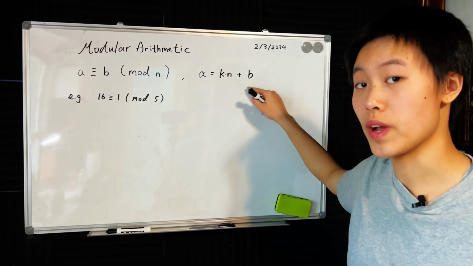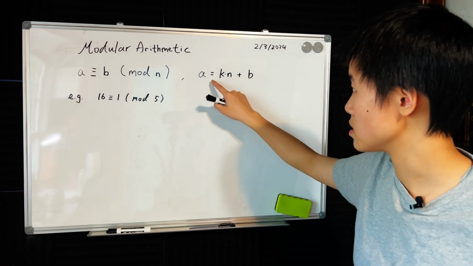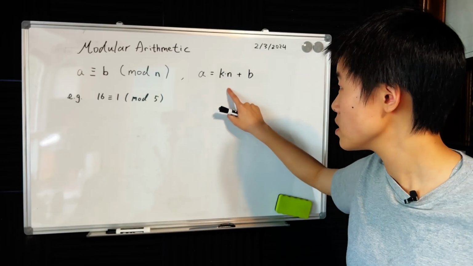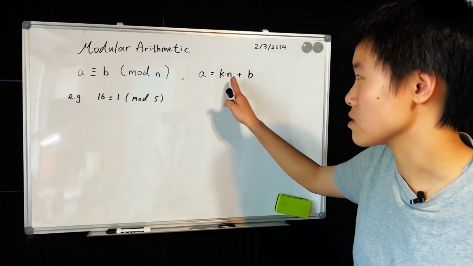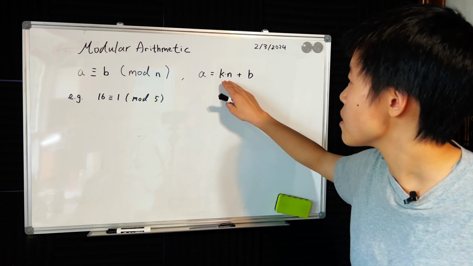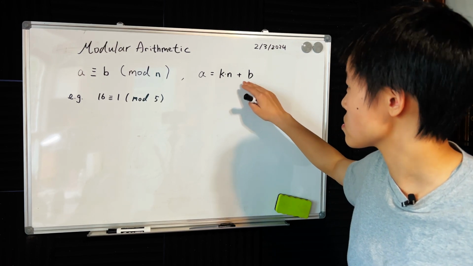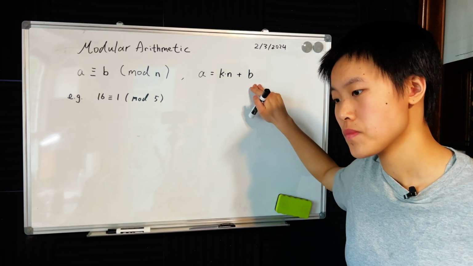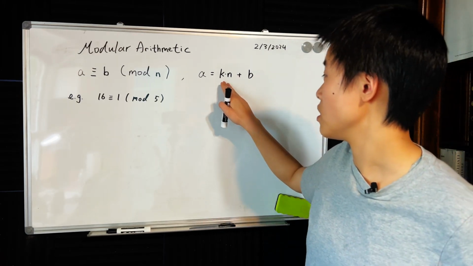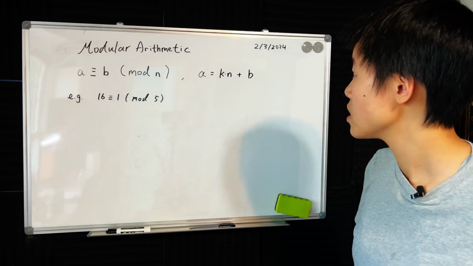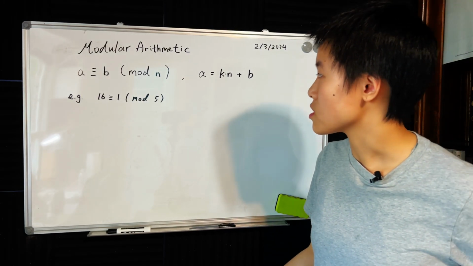This is another way to express it: A equals K times n plus B. K in this case is relatively irrelevant, I would say. You don't see that in the actual notation. And in this case B is still the extra number, the remainder after the product of these two. So if that didn't make sense, I'll show you an example.